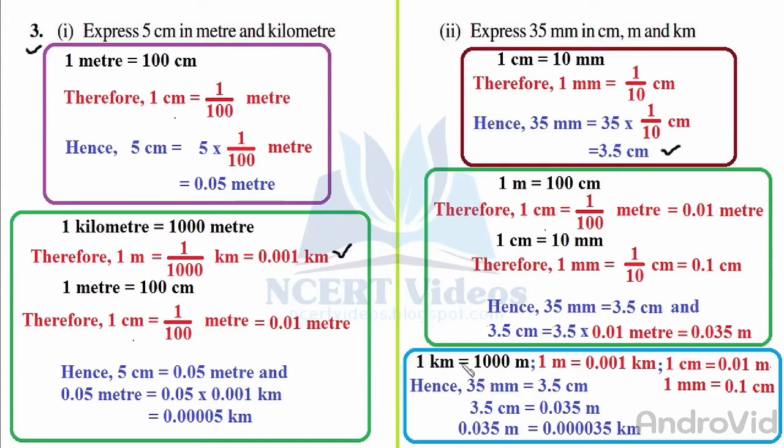Now 1 kilometer equal to 1000 meter, because we have to convert from millimeter to kilometer. And we also know 1 meter equal to 0.001 kilometer. And we also know 1 centimeter equal to 0.01 meter. And also 1 mm equal to 0.1 centimeter. This we have done in previous examples here. So first we will move from millimeter to centimeter. Here we will multiply with 0.1. Just multiply 35 and put the decimal after 1. So here we put it.